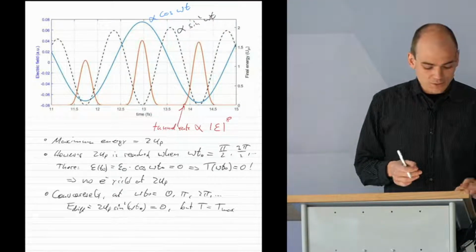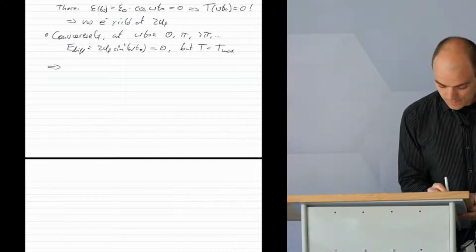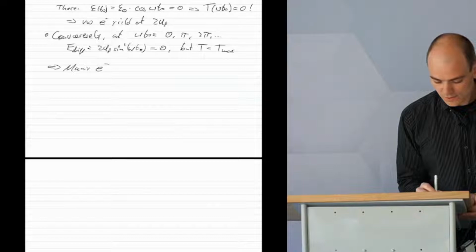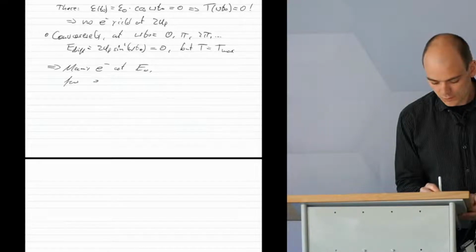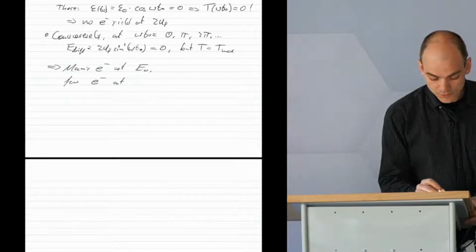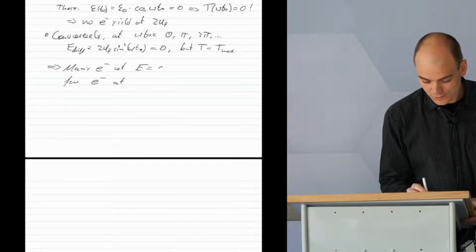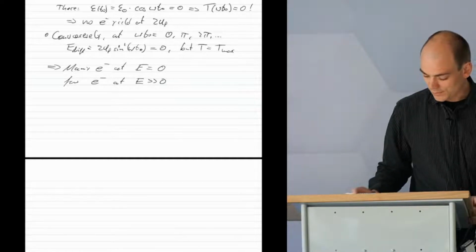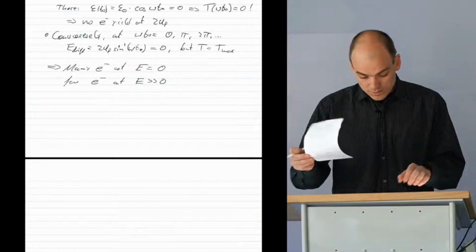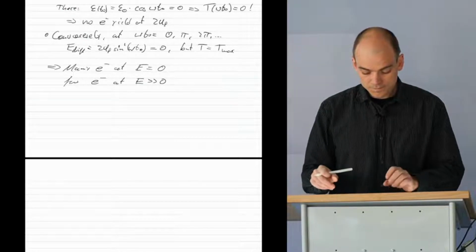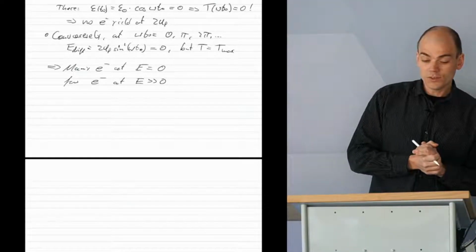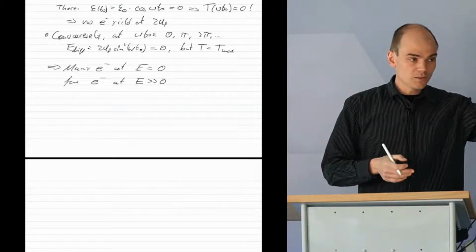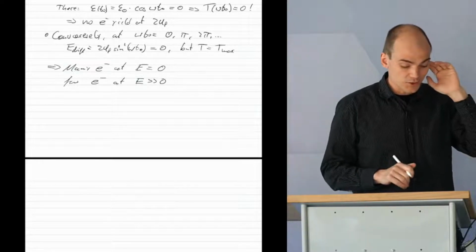And that's not so unreasonable, right? Many electrons at E equals 0, few electrons at E much larger than 0. So qualitatively, many electrons at low energy, few electrons at high energy.